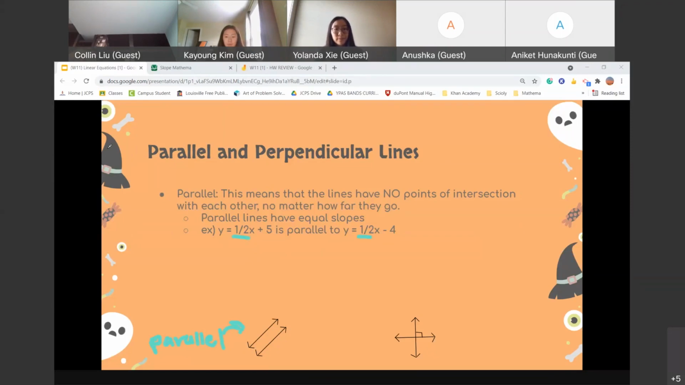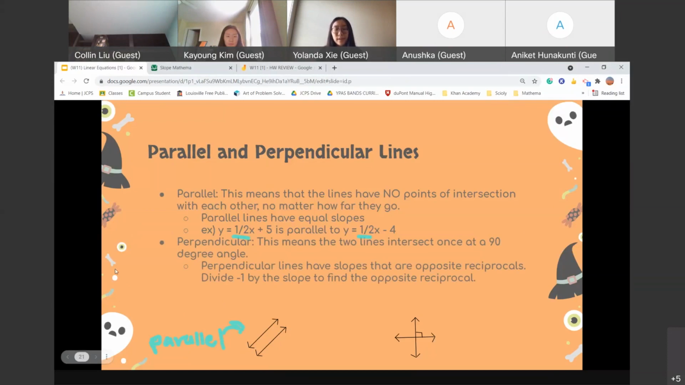Okay, so let's move on to perpendicular lines. So perpendicular means that the two lines intersect at a 90-degree angle. And perpendicular lines have a slope that is an opposite reciprocal. So opposite reciprocal, what does this mean? Well, opposite just basically means the sign changes. So a positive number will become a negative number. And reciprocal means that you divide 1 by something.